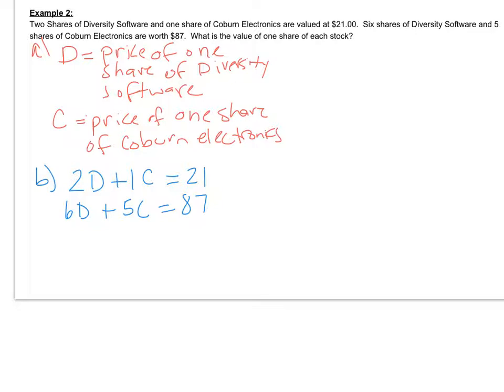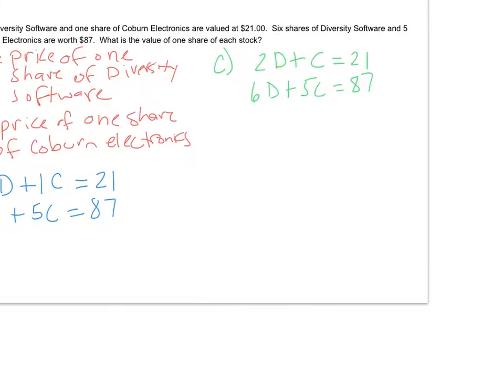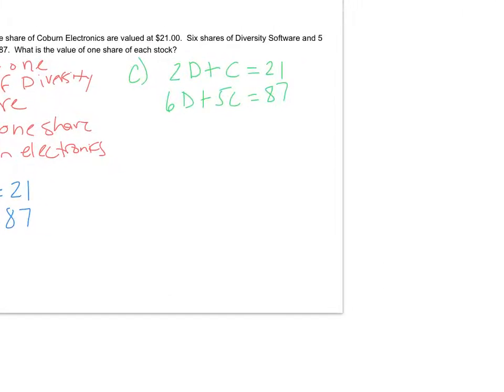Then we're going to move to part C in order to solve. So in part C, we're going to rewrite the equation. 2D plus C equals 21, and 6D plus 5C is equal to 87. So let's move this over a little bit so we can go through and solve it. If I want to solve, the first thing I have to do is multiply. I'm going to use the elimination method. And since D's are first, let's just go ahead and multiply the D. I can do that easily by multiplying the 2 by a negative 3. So that means I'm going to multiply the whole equation by negative 3.